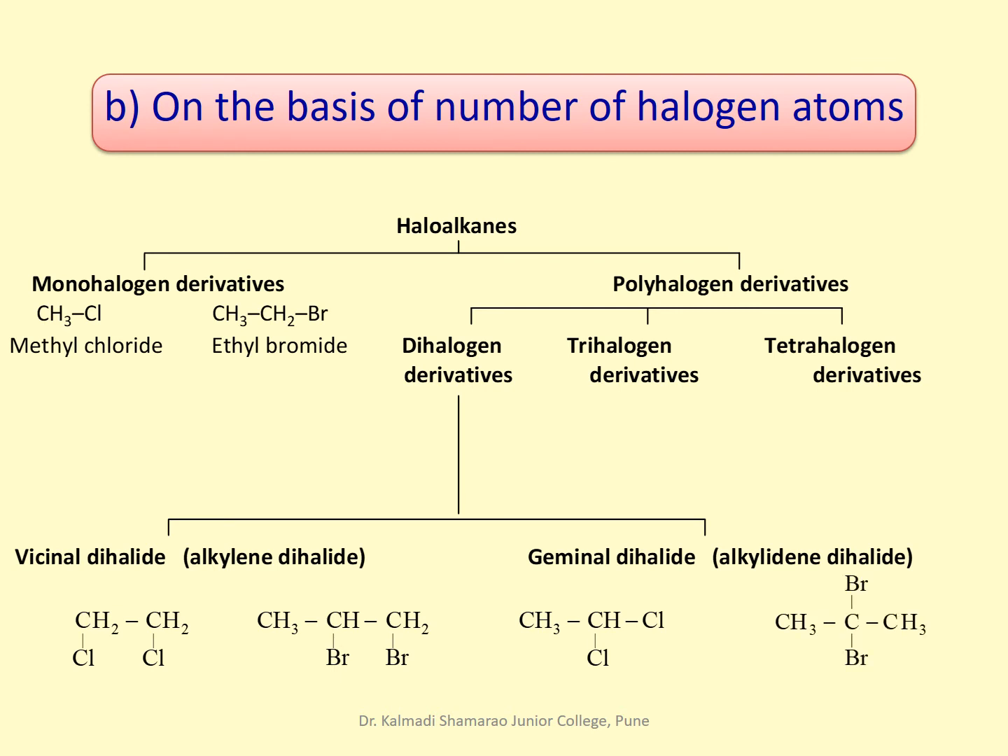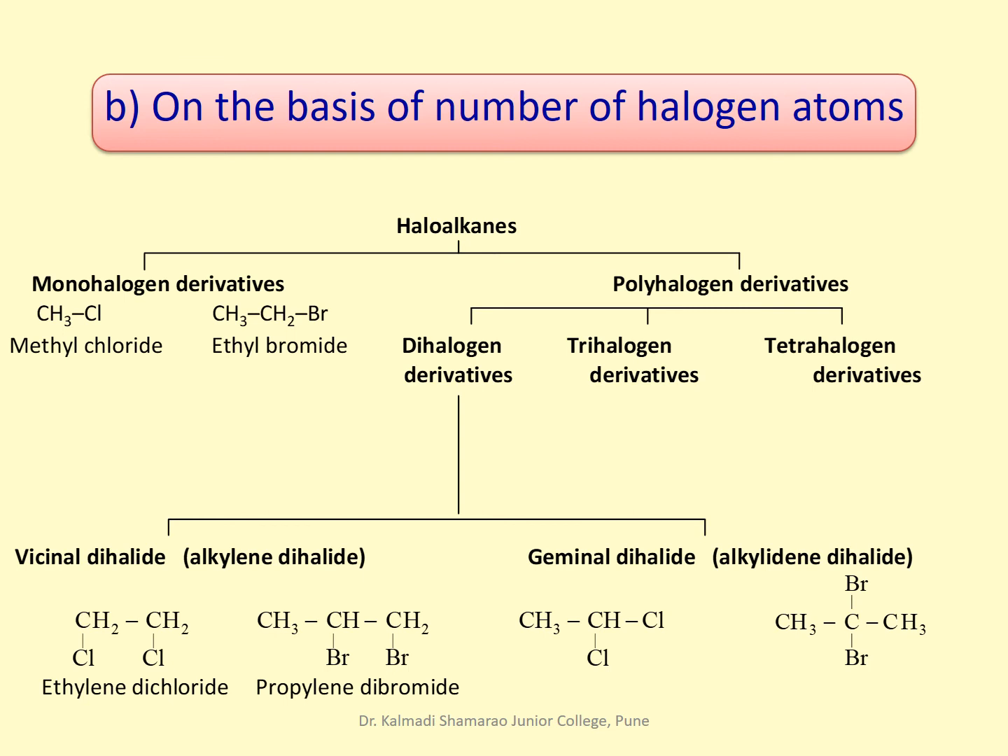General common name of all vicinal dihalides is alkylene dihalide. So the common name of the first vicinal dihalide is ethylene dichloride. What will be the name of the second compound? Yes, it is propylene dibromide.